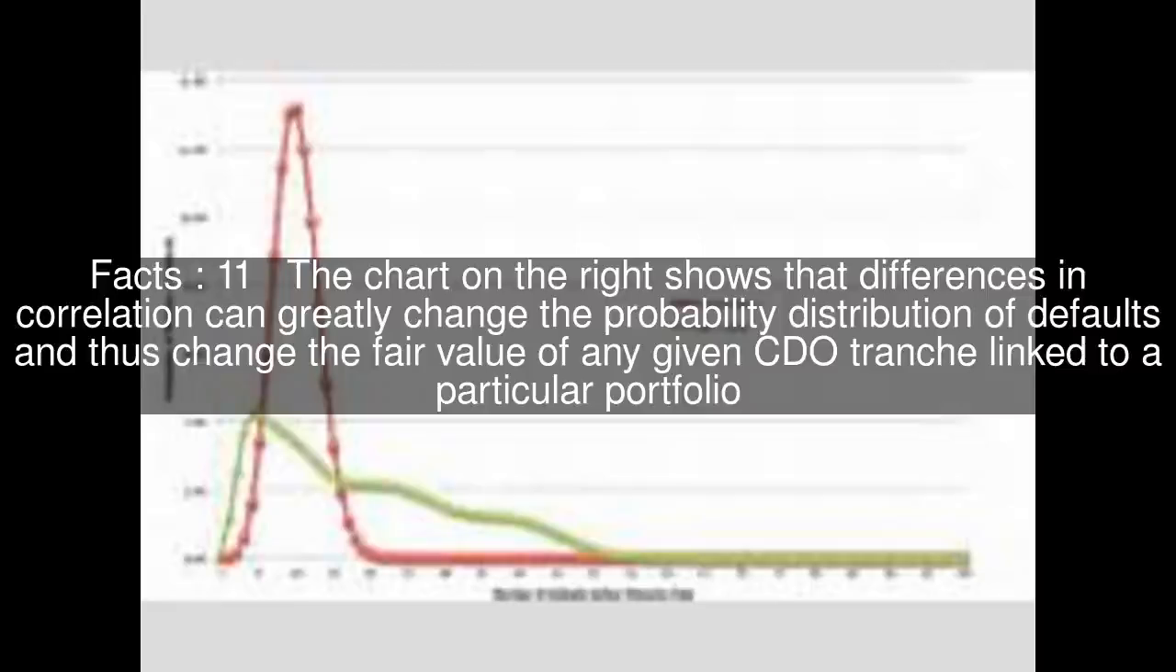Determining the fair default correlations for a bespoke portfolio can be very difficult. The chart on the right shows that differences in correlation can greatly change the probability distribution of defaults and thus change the fair value of any given CDO tranche linked to a particular portfolio.